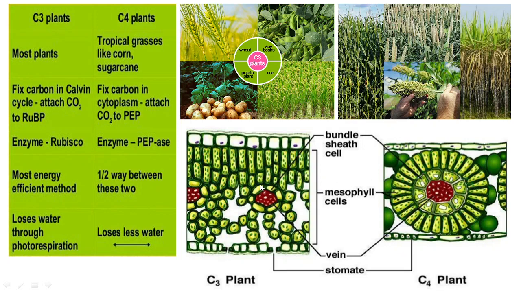Now what happens in case of C3 plants, the entire process of photosynthesis occurs within the chloroplast of the mesophyll cells. But in case of C4 plants, the process of photosynthesis gets distributed between the mesophyll cells and the bundle sheath cells. The major part of the reaction happens in the bundle sheath cells, and the main production of glucose takes place in the bundle sheath cells. We will see that in detail now.